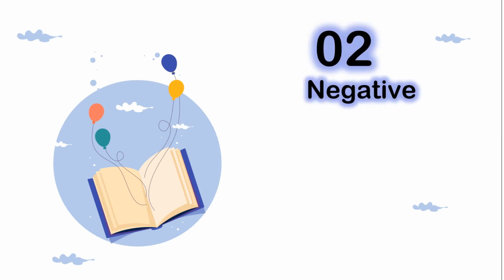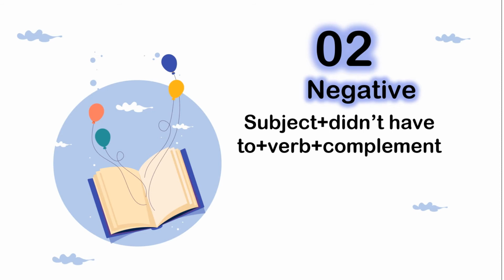Then you have the negative form. Subject plus didn't. Here you're going to use the auxiliary did in past and the word not. So, in the short form, didn't. Also have to, not had to, have to because you're using the auxiliary in past. Also the verb in base form and the complement.